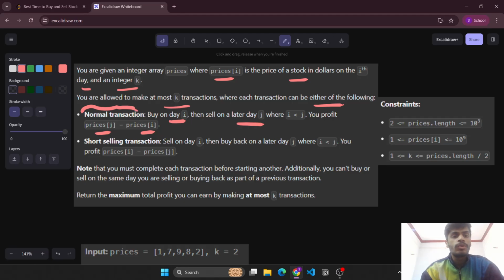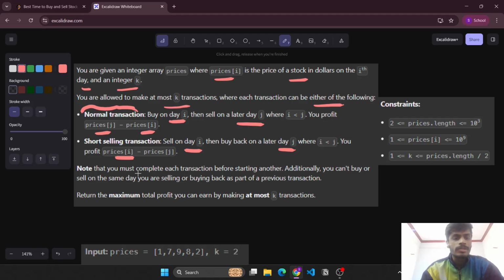Or we can do a short selling transaction. That means on day i we can sell, and then buy on a later day j. So in this case, what will be the profit? It will be prices[i] minus prices[j], because we have sold for this amount and bought for this amount. Here we sold for prices[i] and bought for prices[j].